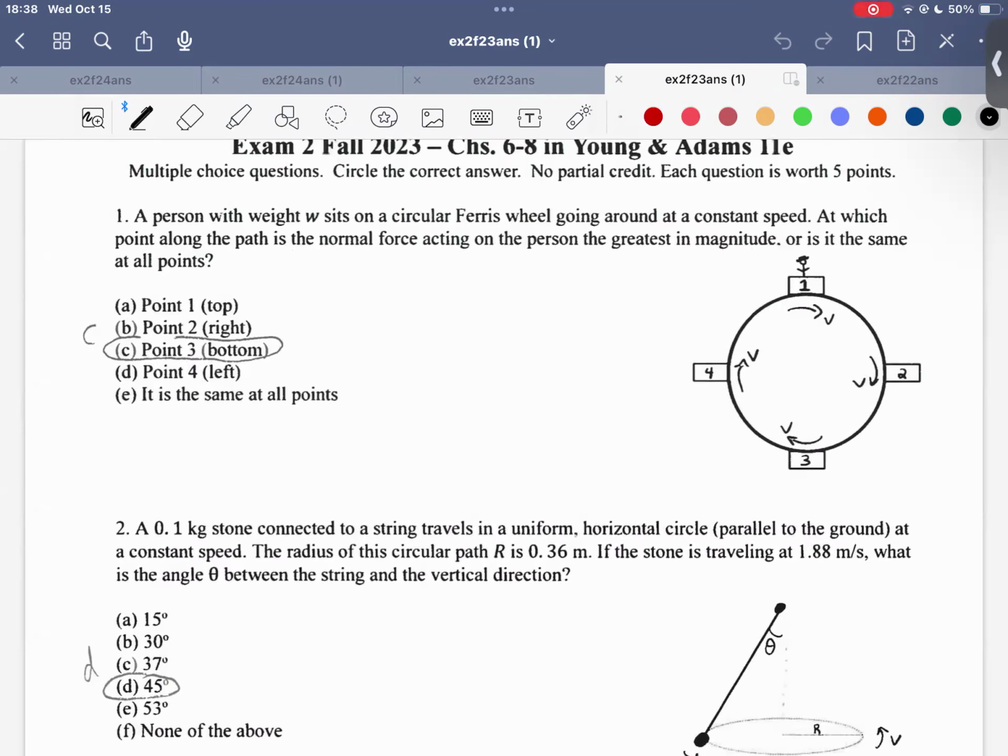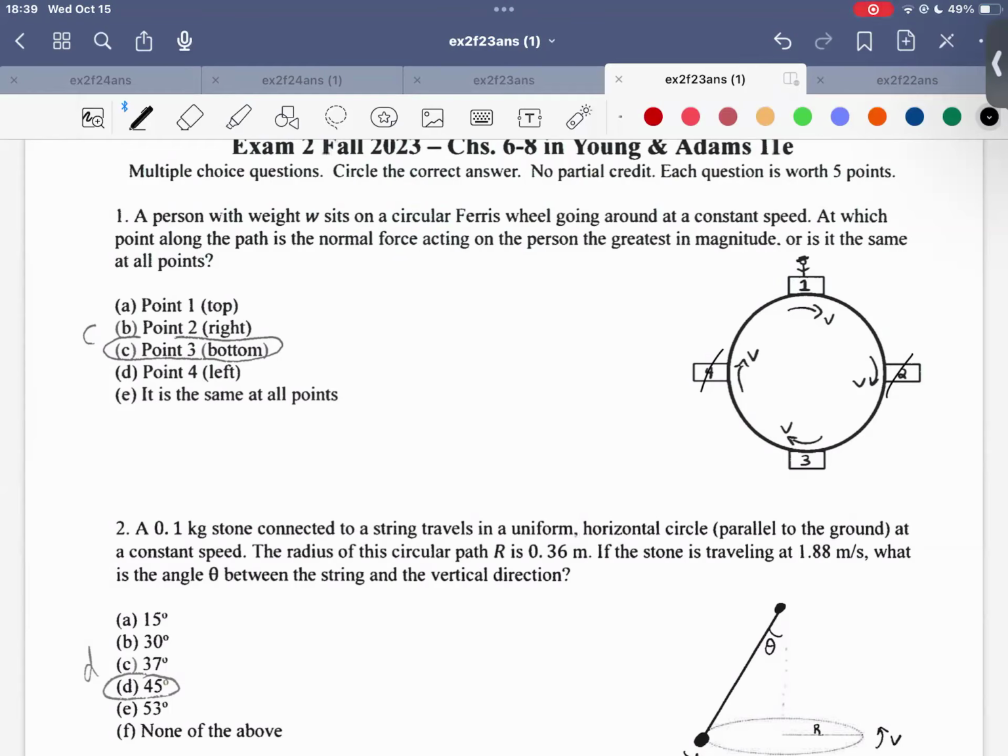We're told a person with weight W sits on a circular Ferris wheel going around at a constant speed. At which point along the path is the normal force acting on the person the greatest in magnitude, or is it the same at all points? Just looking at this, we can eliminate 4 and 2. Those just aren't going to be right. So the difference between 1 and 3 is that normal force always acts perpendicular, right?